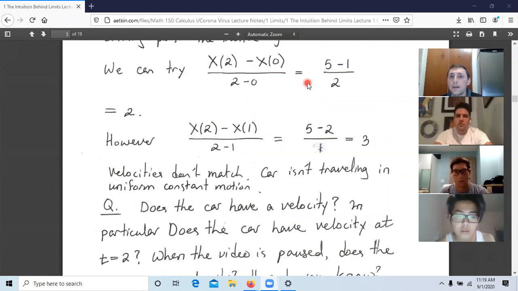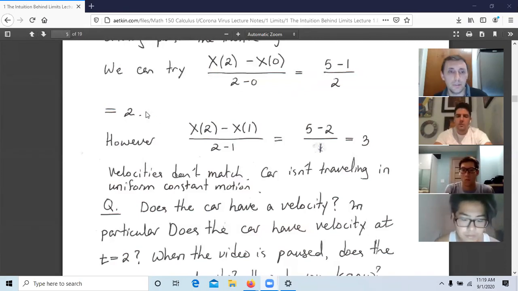At 2 seconds, it passes the red light. It's right by the light, which is at position 5, right? 2 seconds, 2 squared plus 1 will give you 5, and that's where the light is. Okay? So what is it that the car has? That's a very complicated question. Or maybe not very complicated.